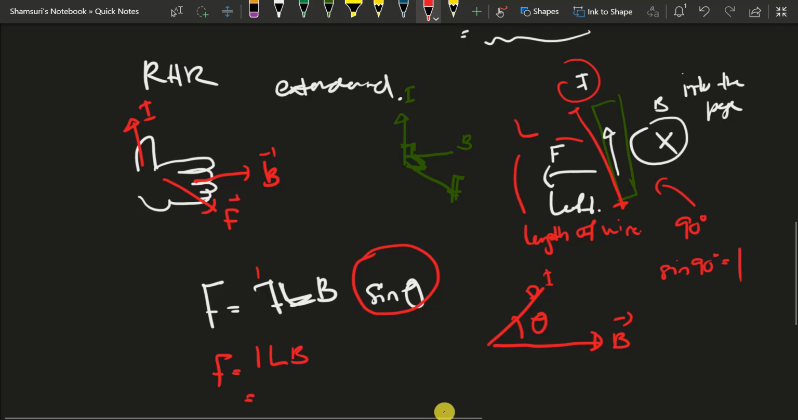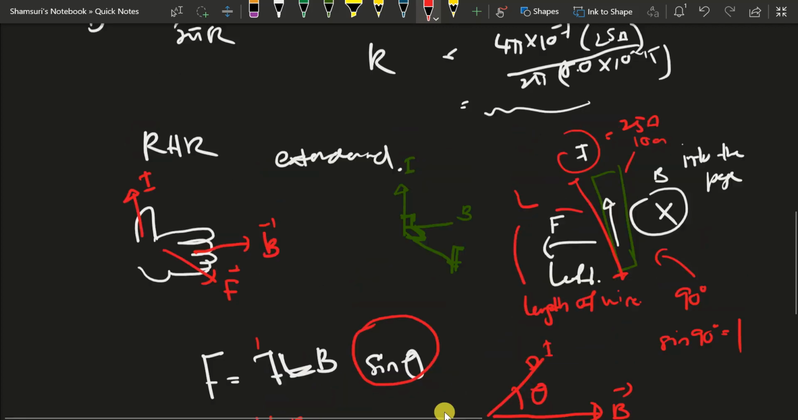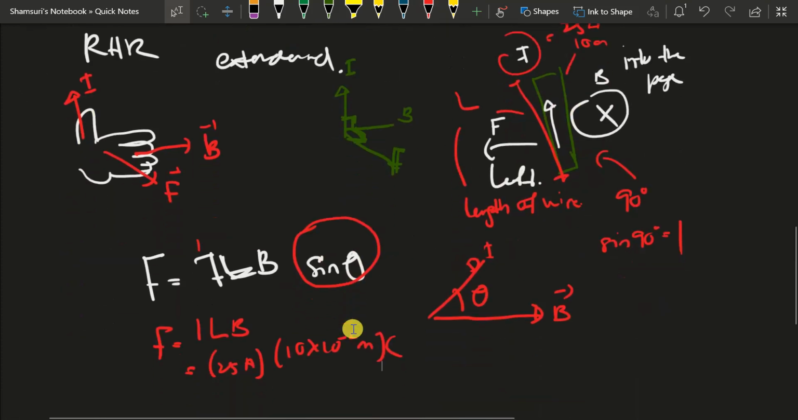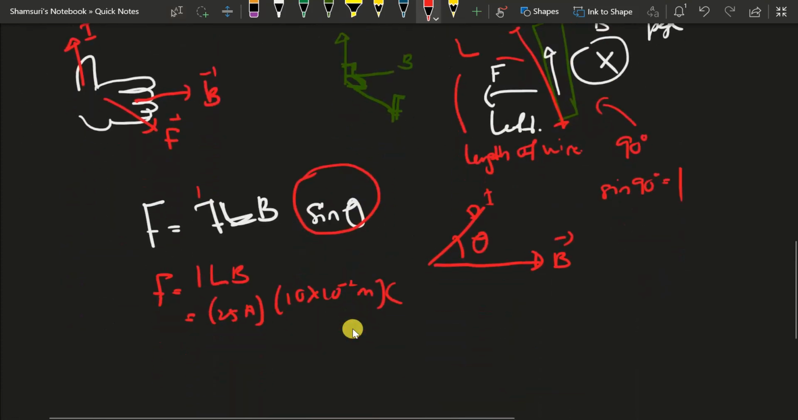And then for I here, for example, we can put this 25 M. Then for L we can put 10 cm maybe, so 10 times 10 to the power minus 2 meter. For B maybe here we can put back the 8.0 times 10 to the minus 4 Tesla. So then we can get the force needed.